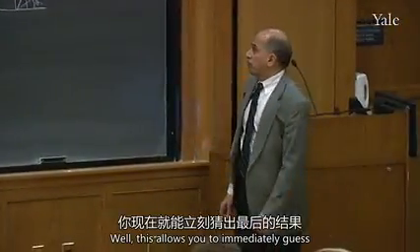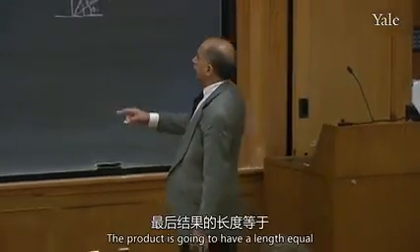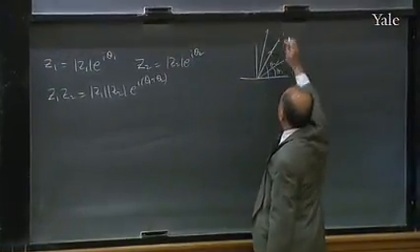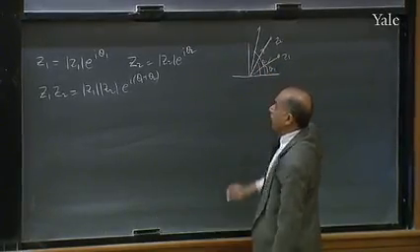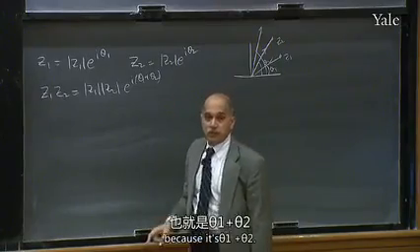Well, this allows you to immediately guess what the product is going to look like. The product is going to have a length equal to the length of z1 times the length of z2. It's going to have an angle, I've not drawn a good picture here, which is the sum of the two angles, because it's theta 1 plus theta 2.